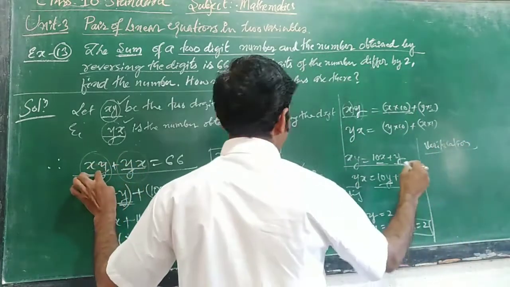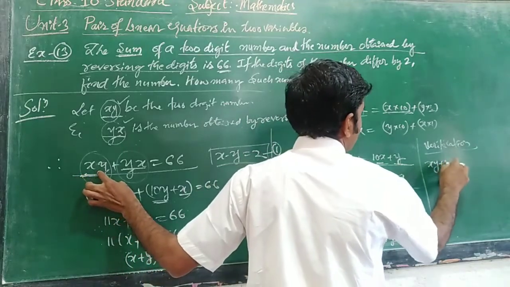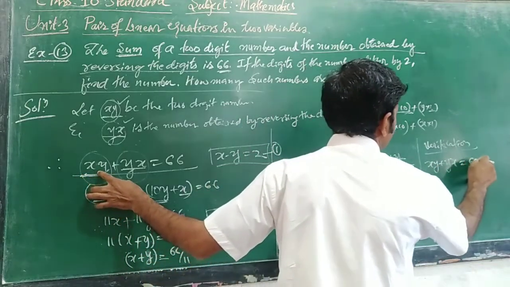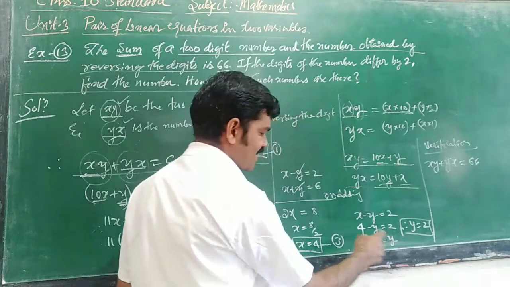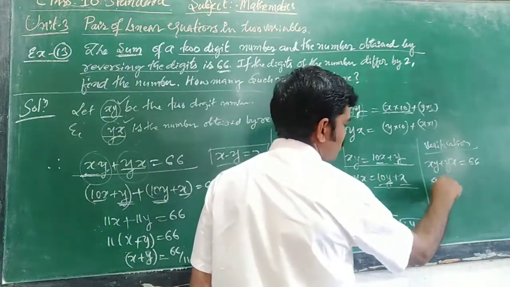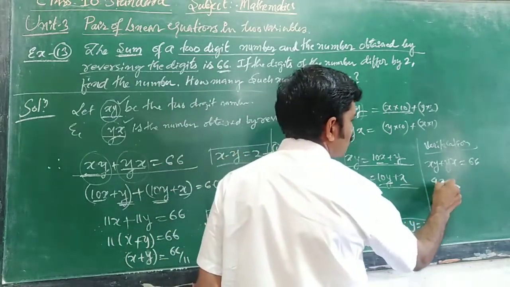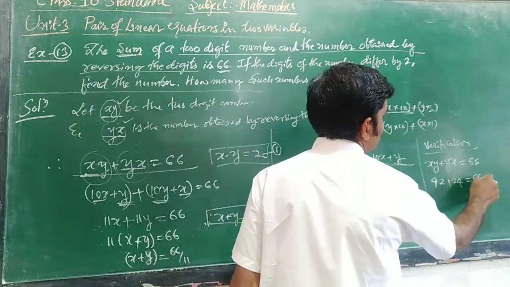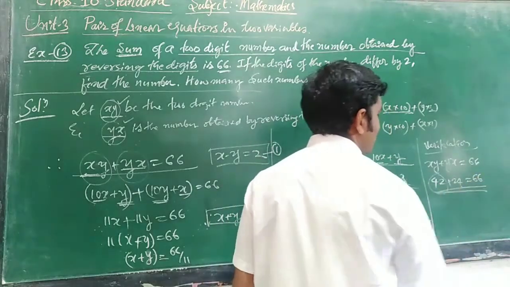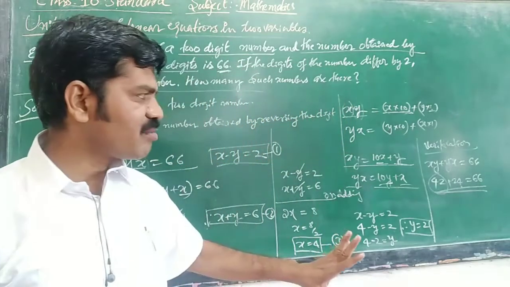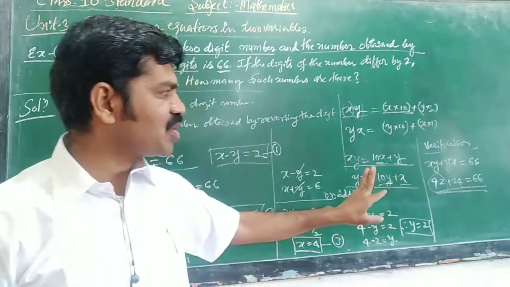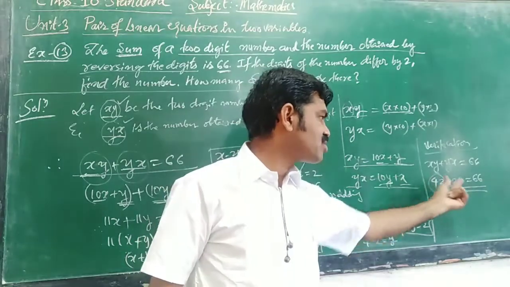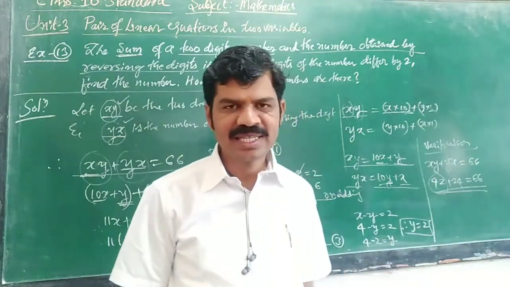See that xy plus yx is equal to 66. What is x here? That is 4. What is y? That is 2. 42 plus 24 is equal to 66. 42 is the number. By reversing this 42, we get 24. 42 plus 24 will be 66.